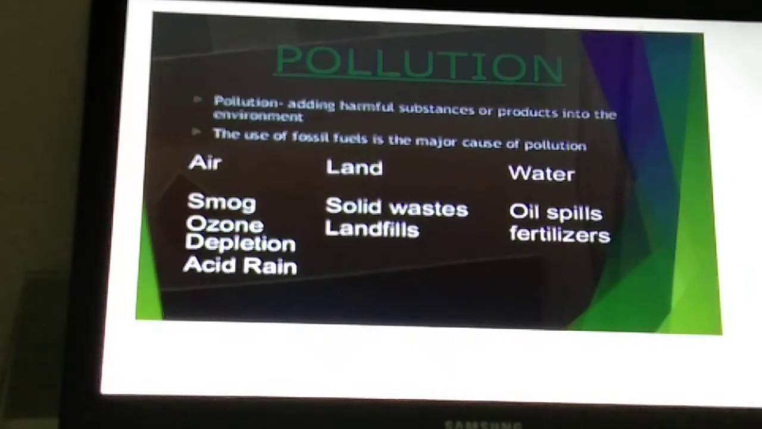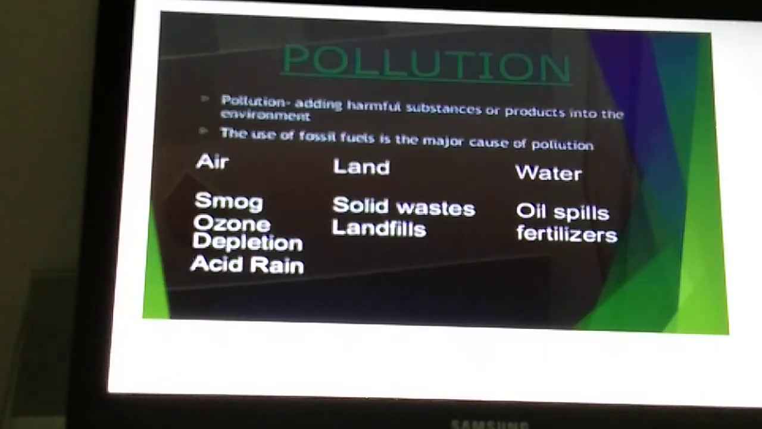Next one is pollution. Pollution means adding harmful substances or products into the environment. There are various types of pollution that can harm our environment, like air, water, land. In the end, I want to say: save our motherland, save our environment. Our environment comprises surroundings like the air we breathe, the water that covers the earth's surface, and the plants and animals around us. I request everyone to save our environment and save our motherland. Thank you.